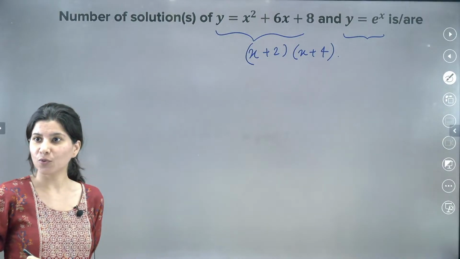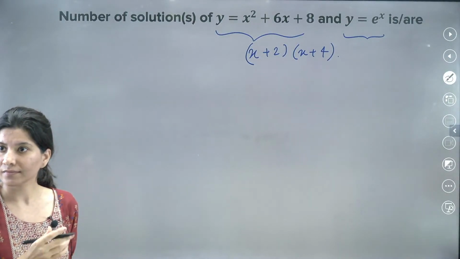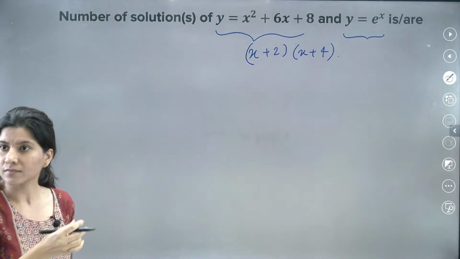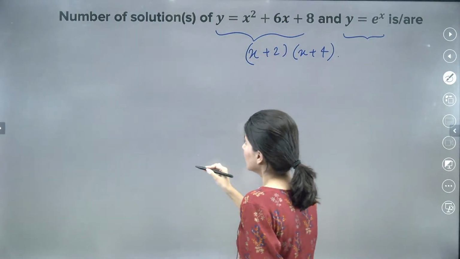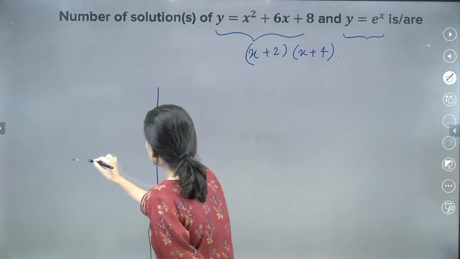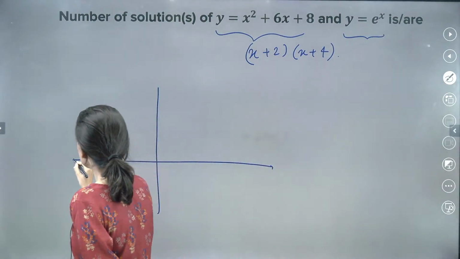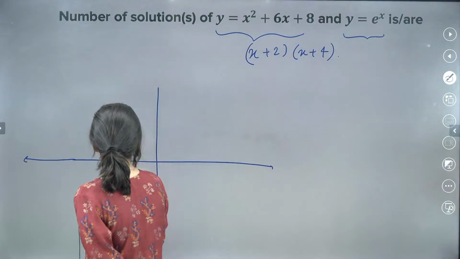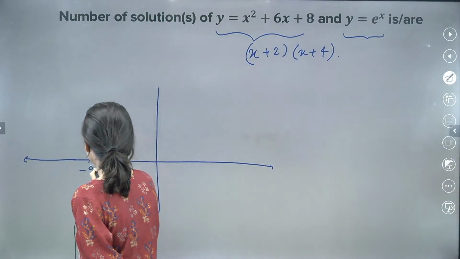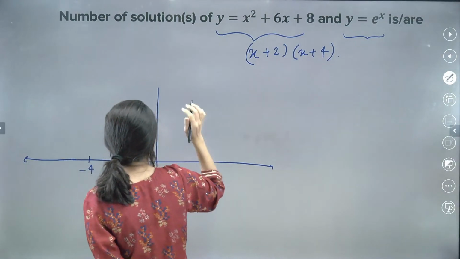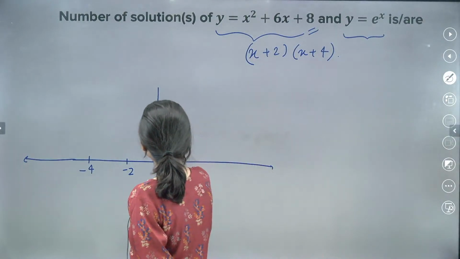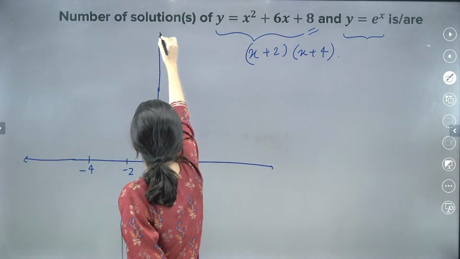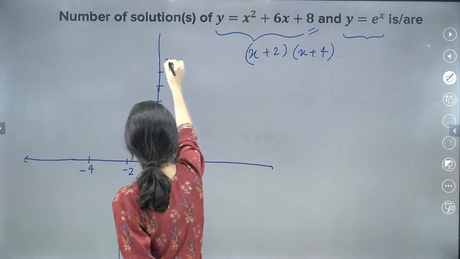Plus 2 and x plus 4. Correct? Clear? Now x plus 2, x plus 4. So what are the roots of this equation? Tell me. Minus 2 and minus 4. Right? And what is the intercept? It is 8. So 1, 2, 3, 4, 5, 6, 7, 8.